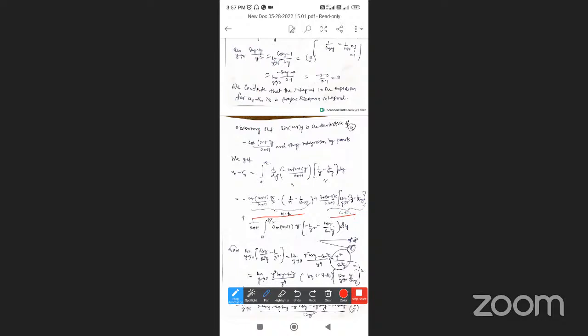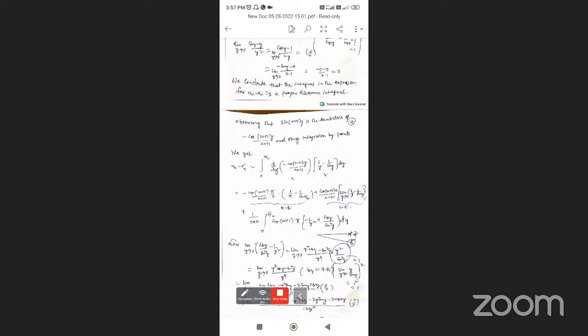The remaining part is 1/(2n+1) times the integral from 0 to pi/2 of cos((2n+1)y) times the differentiation of u, which is minus 1/y^2 plus cos y/sin^2 y, dy. This is the remaining integral.